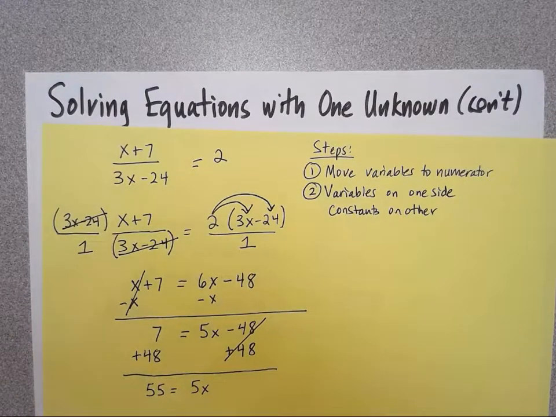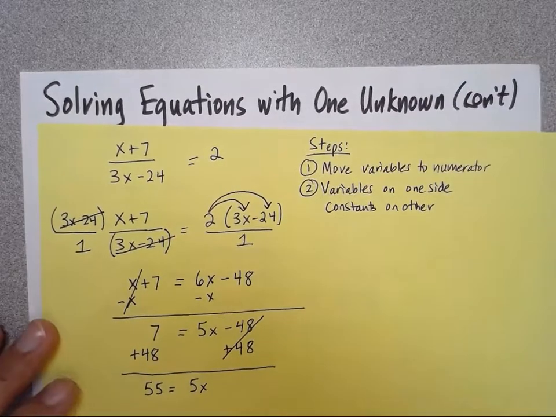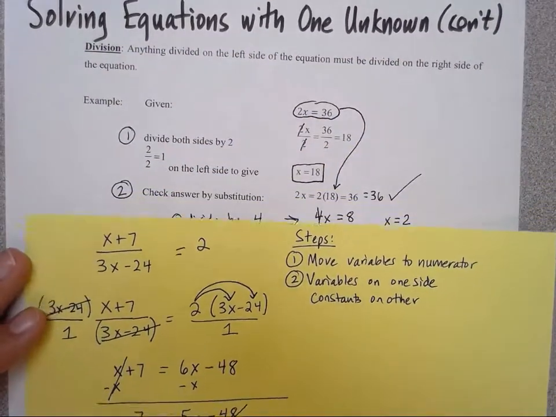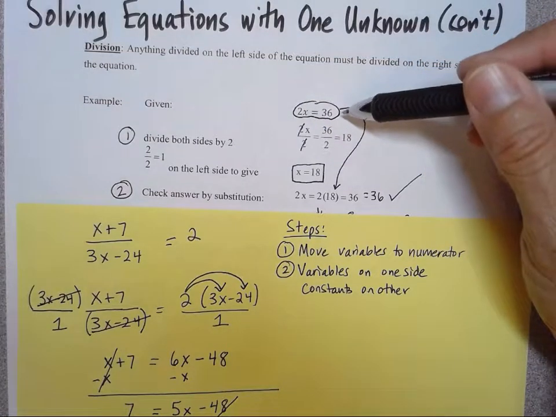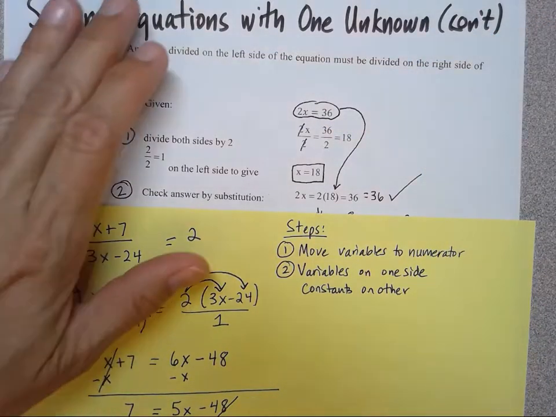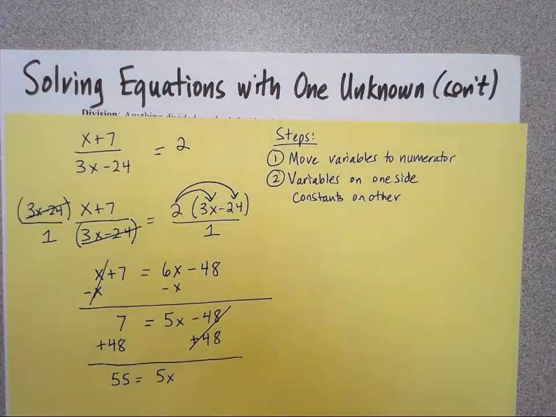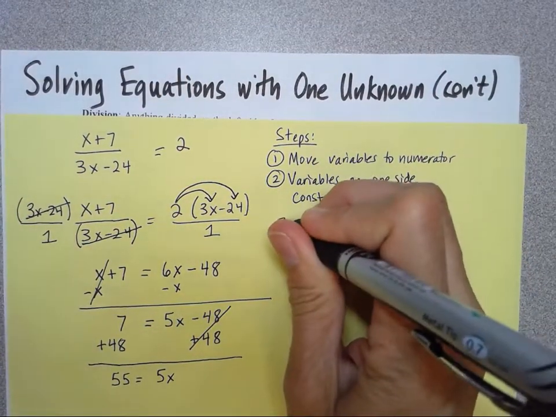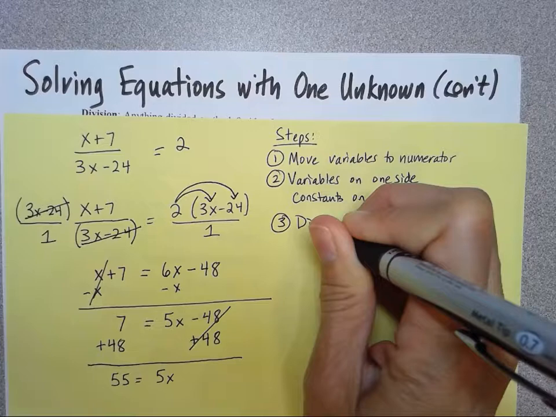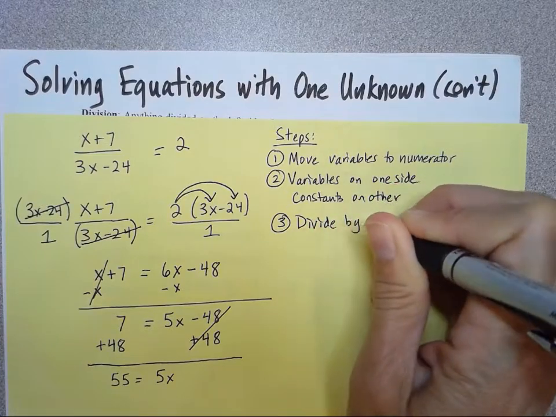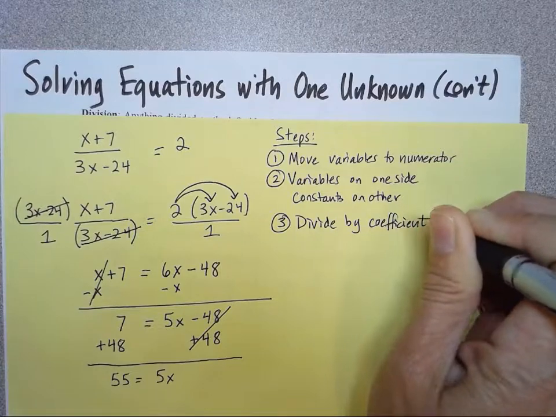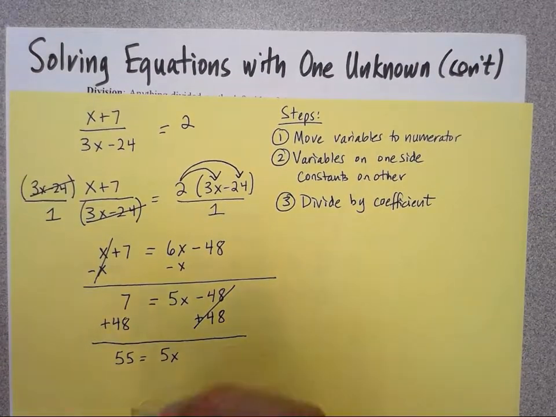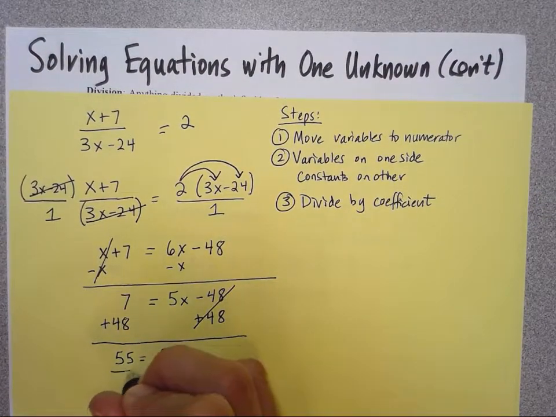And now we're back to our basic equation that we started the whole thing with, when we just have a coefficient, a variable, and a constant. We're going to divide by that coefficient. So I'll put that on my steps here: divide by the coefficient. And then I'll go ahead and do that here. I'm going to divide by 5 each side.